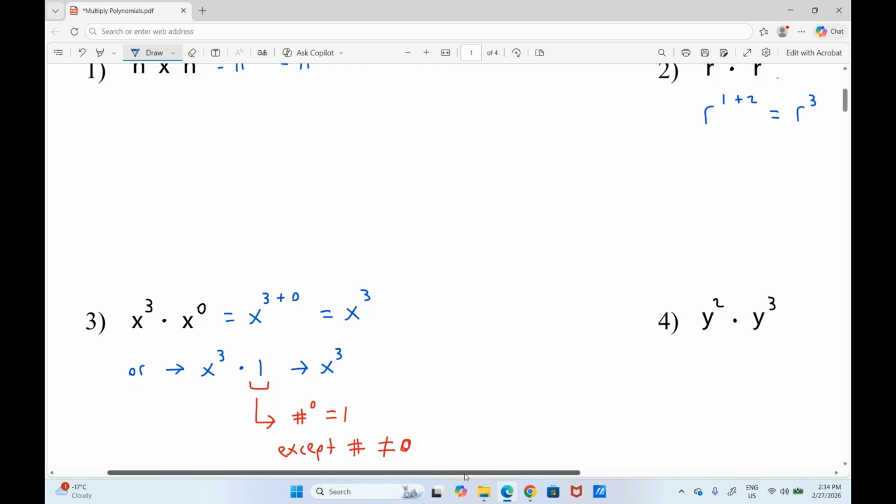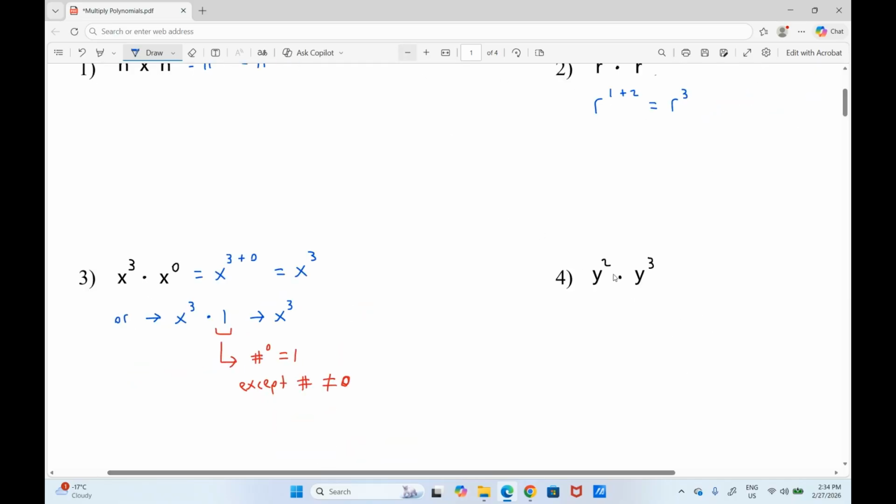So now moving on to our next question. y squared times y cubed. Because y are the same bases, I can just add the exponents. So this would be y to the exponent of 2 plus 3, and 2 plus 3 is 5, so my answer is just going to be y to the exponent of 5.